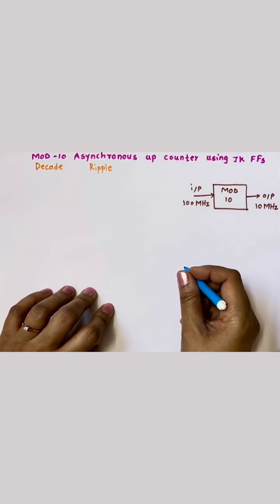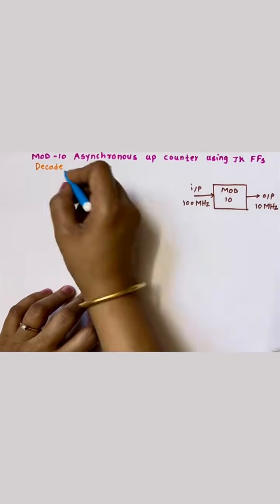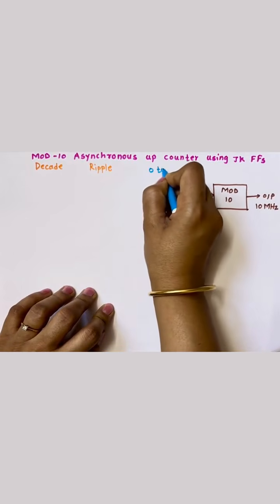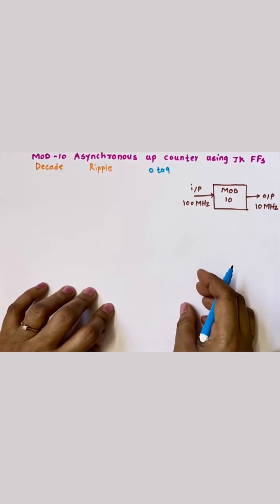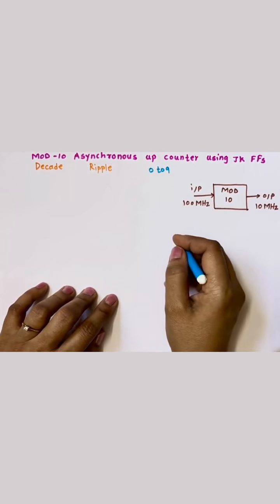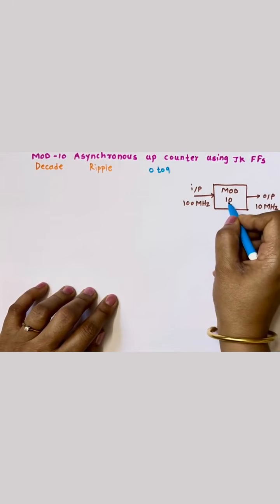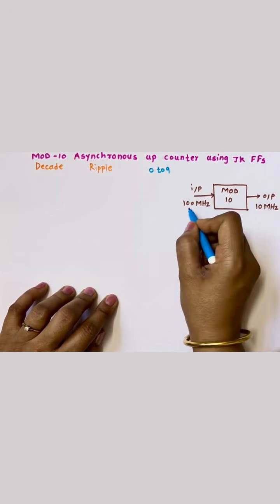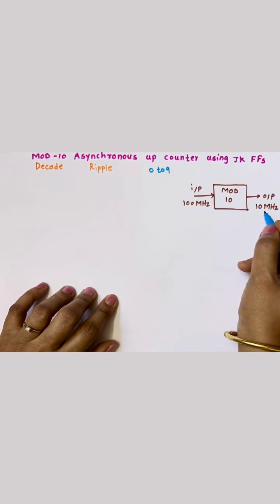Let's see how to design a mod 10 asynchronous up counter. This is also called a decade counter because it counts from 0 to 9. Asynchronous counters are also called ripple counters. Mod 10, or divide by 10, means it divides the input frequency by the given value. So here it will divide the input by 10. If the input is 100 megahertz, at the output we will get 10 megahertz.